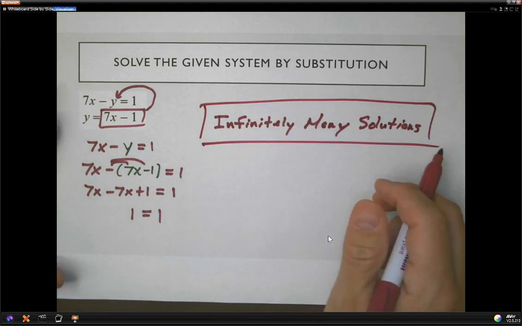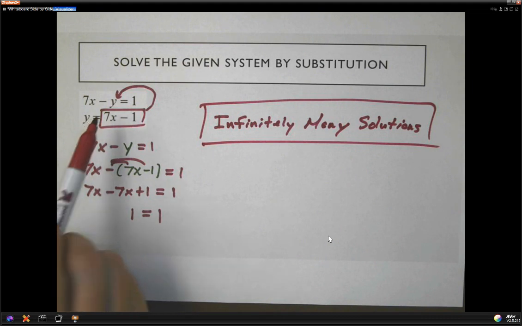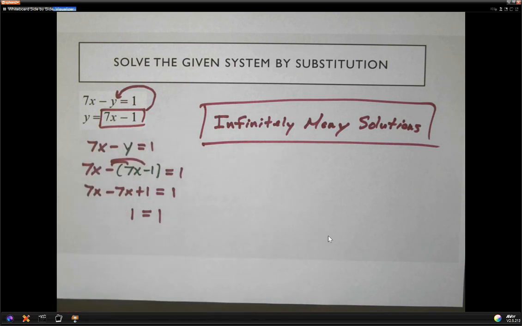This means that these two are actually the exact same line. If you rearrange this, you would have seen it actually would have come out to y equals 7x minus 1. They are the exact same equations. So in this case, that means that every single point is a solution. That's why it's infinitely many solutions. If we were to have graphed this, we would see it's the exact same graph, one right on top of the other. And so that is why it's infinitely many solutions in this particular case.